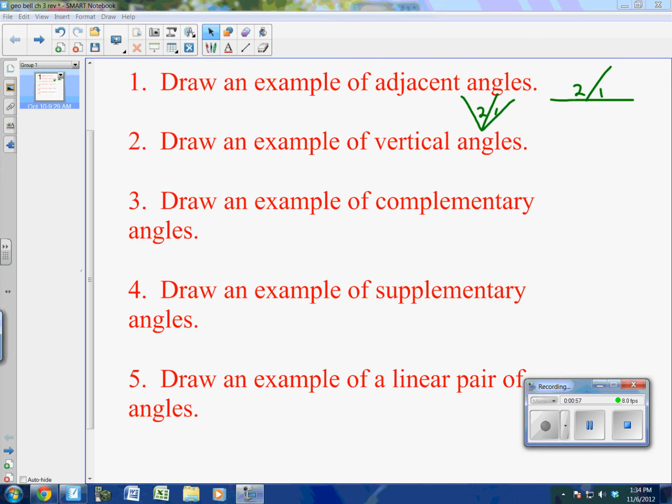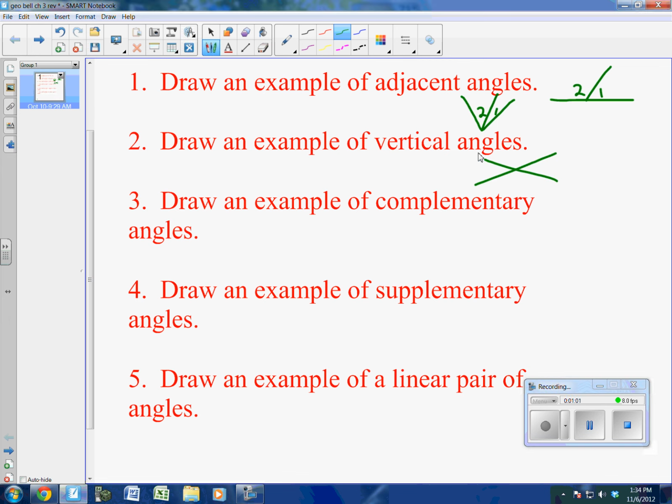Draw an example of vertical angles. You guys, when two lines intersect, the angles across from each other are called vertical angles. So angle 1 and angle 2. No, not 2. Angle 1 and angle what, you guys? 3. And angle 4 and angle 2. Okay? So those are the vertical angles.